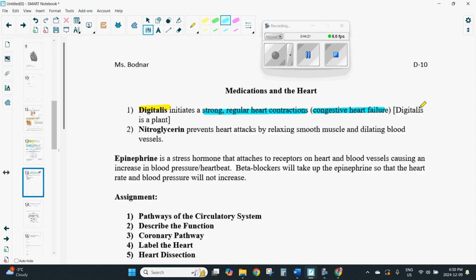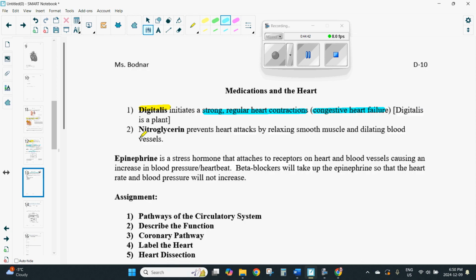So a lot of the medications that are used by us as humans actually originated from plants, which we can thank a lot of our First Nations, Inuit, and Métis for, because really that's how all of the medications evolved to what we know today.